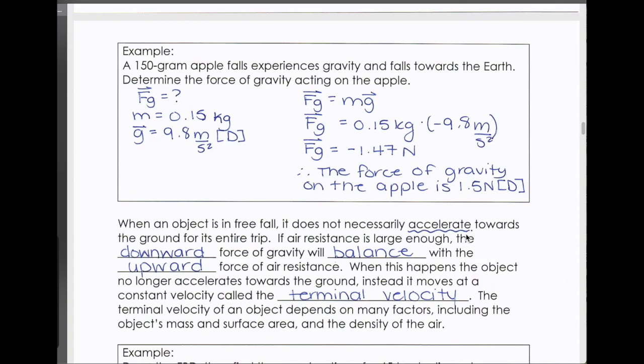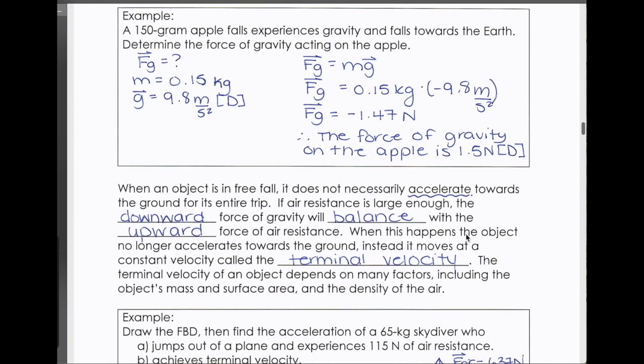So when an object is in free fall, it doesn't necessarily accelerate towards the ground the entire trip. Okay, especially here on Earth, it's going to experience air resistance. And once the air resistance is large enough, the downward force of gravity is going to be balanced by that air resistance. Okay, so when this happens, the object no longer accelerates toward the ground. Instead, it moves at a constant velocity, which is known as terminal velocity.